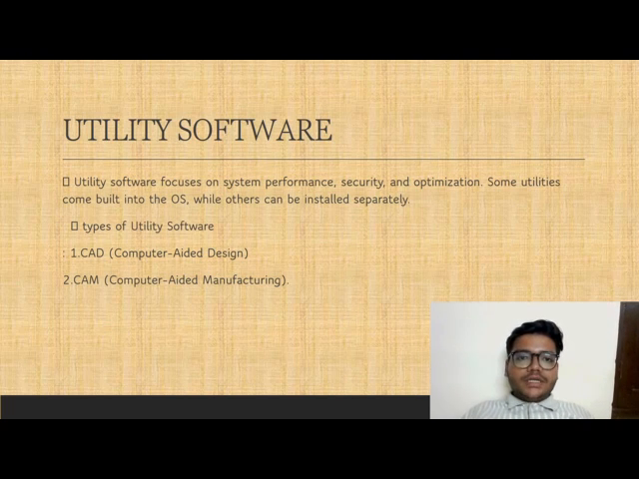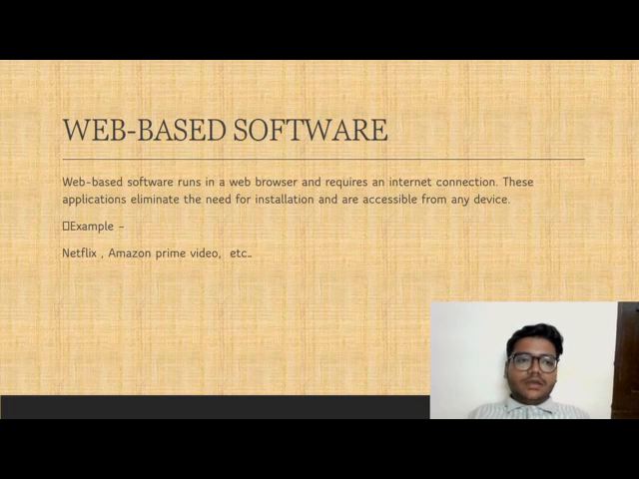Third one is utility software. Utility software focuses on system performance, security, and optimization. Some utilities come built into the OS, while others can be installed separately. Types of utility: CAD and CAM, computer-aided design and computer-aided manufacturing.